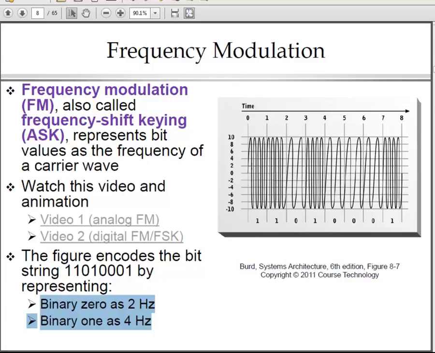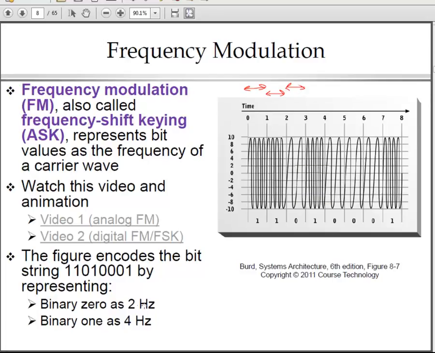But notice as I've laid out this graph here, this distance is the same as this distance, which is the same as this distance. So the time periods are the same. It's simply a question of how many wave cycles can I squeeze in.